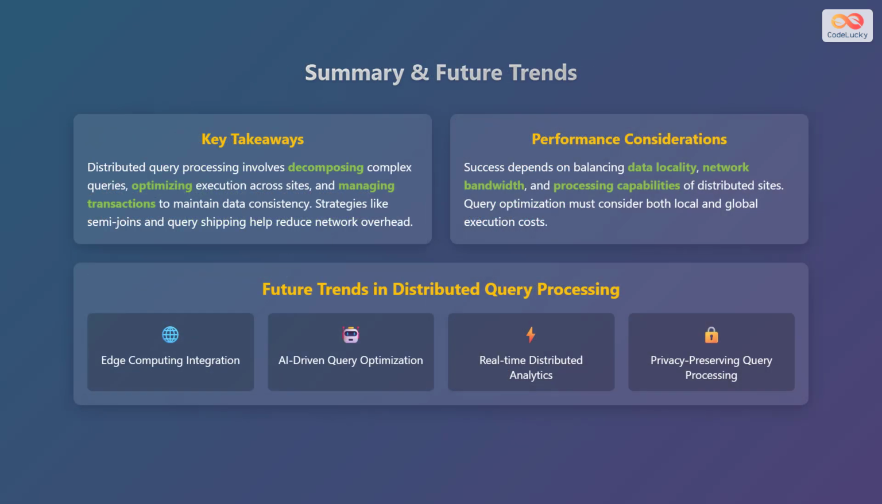In summary, distributed query processing involves decomposing complex queries, optimizing execution across sites, and managing transactions to maintain data consistency. Strategies like semi-joins and query shipping help reduce network overhead. The success depends on balancing data locality, network bandwidth, and processing capabilities of distributed sites.